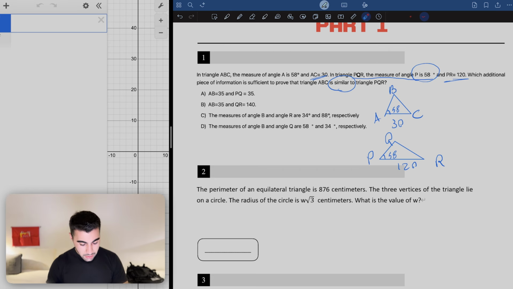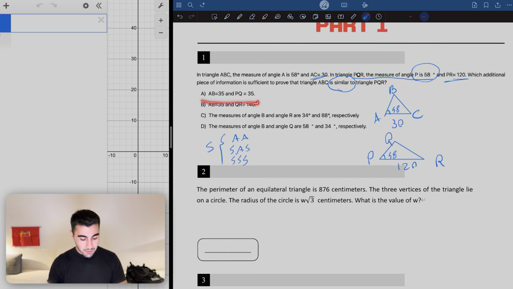So let's check the choices. It says AB equals 35, PQ equals 35. Before moving to the choices, remember the similarity rules. What were the similarity rules? For triangles, we had the angle, we had side, angle, side, and we had the side, side, right? If we get one of these, then that means that choice is correct, right?